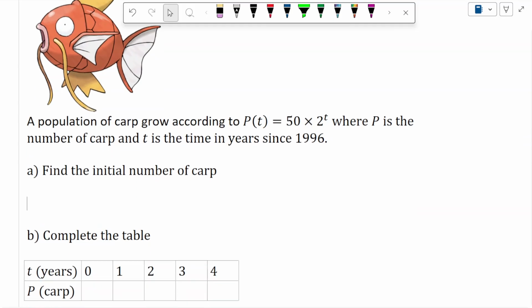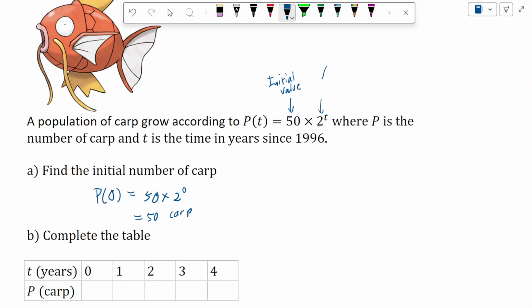Now, if you want to find the initial population, you can write this as P(0), so that would mean that t is 0. And this is 50 times 2 to the power of 0, which is just 50 times 1, or 50 carp. So if you ever want to interpret these equations, that number there is your initial value or initial population, starting value. This number here turns out to be the percent increase or decrease per time interval.